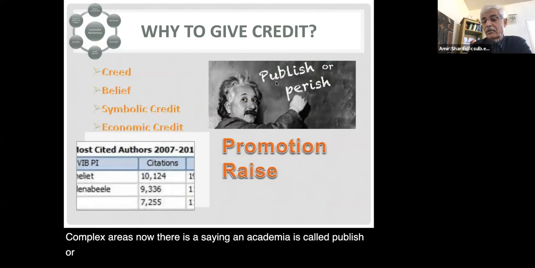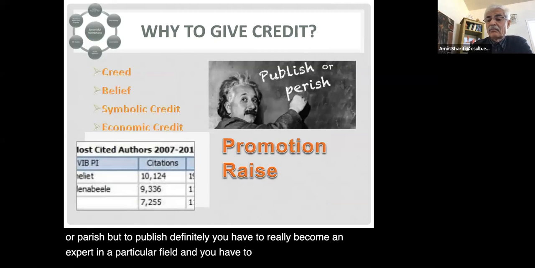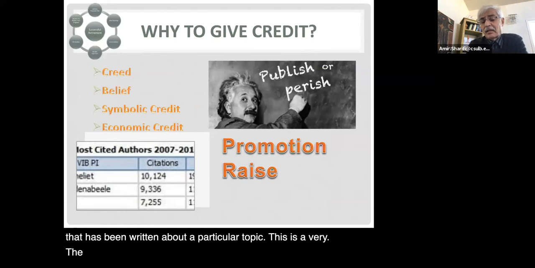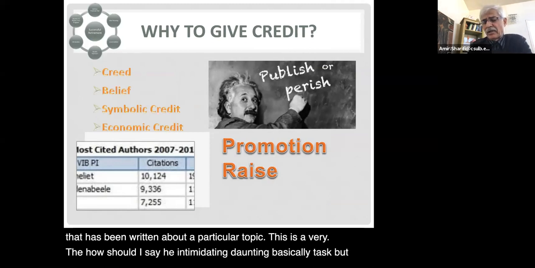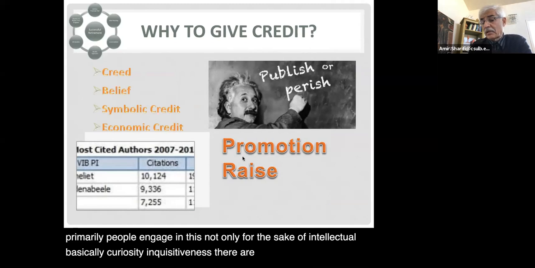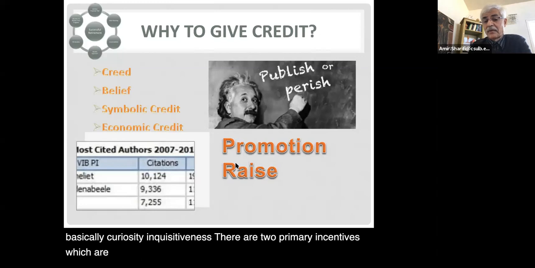Now, there is a saying in academia, it is called publish or perish. But to publish, definitely you have to become an expert in a particular field, and you have to have read most, if not all, that has been written about a particular topic. This is a very, how should I say, intimidating, daunting task. But primarily people engage in this not only for the sake of intellectual curiosity, inquisitiveness. There are two primary incentives, which are promotion, raise.